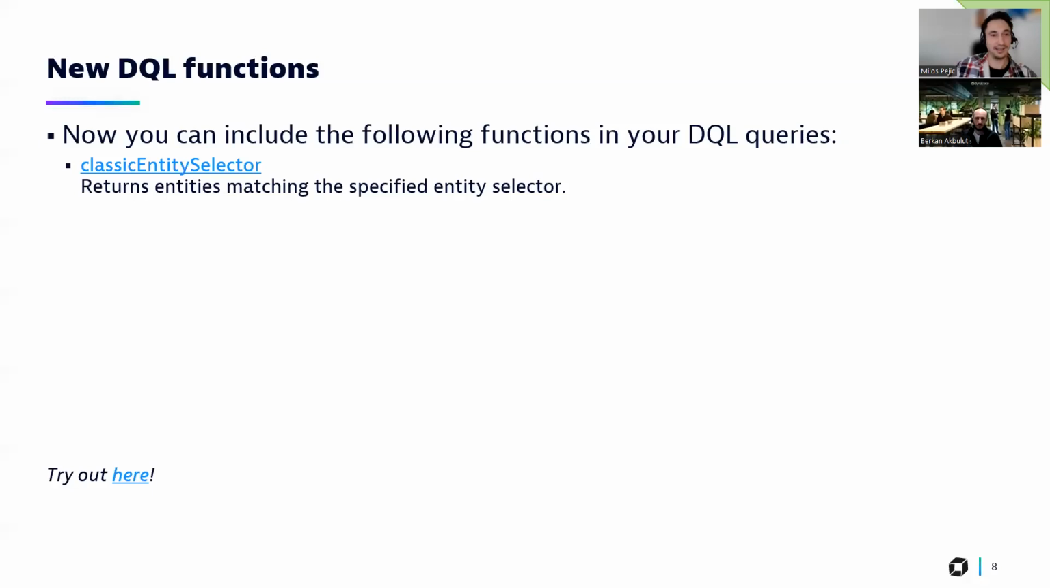New DQL functions. As pretty much every week, we have a new DQL function to share. This time it's an old friend of ours, the entity selector, which is now also available in DQL, so it is queryable. Let's see in a couple of minutes what this looks like. Maybe a quick comment here. For the ones who are not familiar with entity selector, it basically allows you to use relationships between entities in your specific features, for example, metric expressions, API calls, SLOs, and now it's also available in DQL queries as a function.